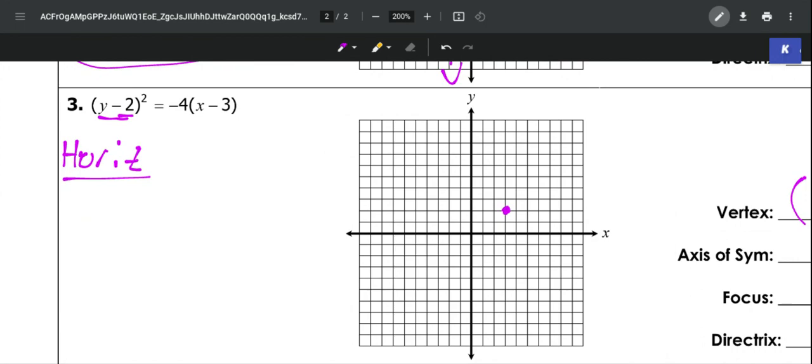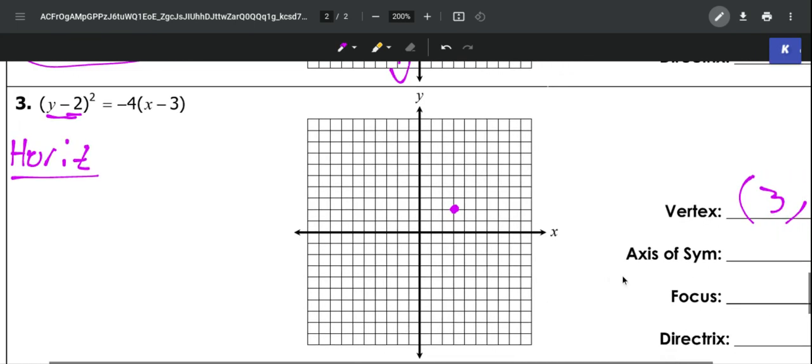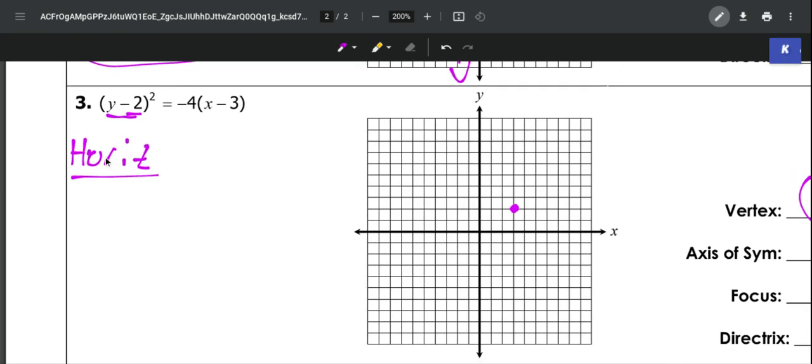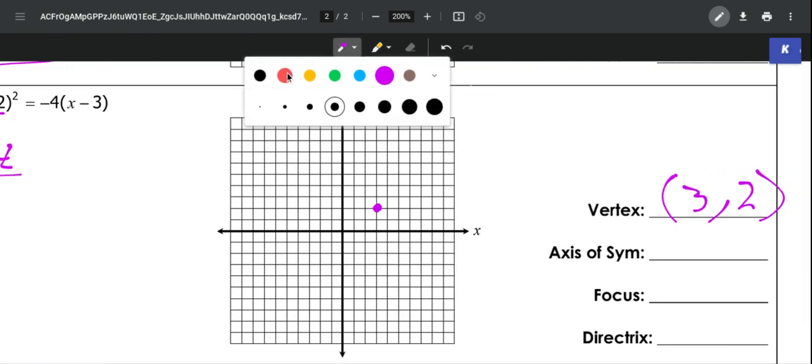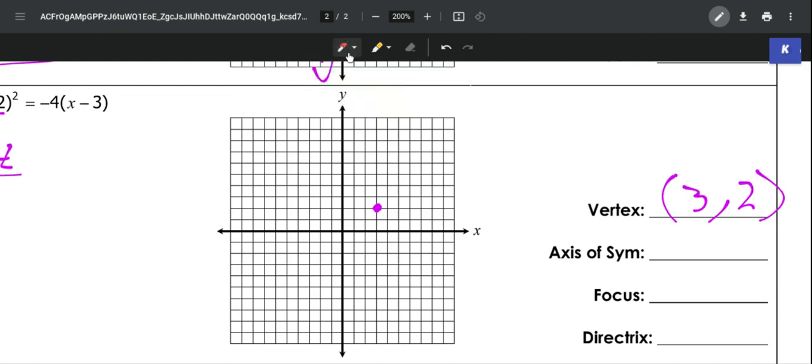Now, I told you before, we can actually find our axis of symmetry now, because if this is a horizontal parabola, we need a horizontal axis of symmetry. And that horizontal axis of symmetry is going to go right through our vertex, and it's going to be a horizontal line that looks just like that. So that equation for that line is going to be our axis of symmetry. So that equation for our line would be y is equal to 2, because that's where it intersects the y-axis.